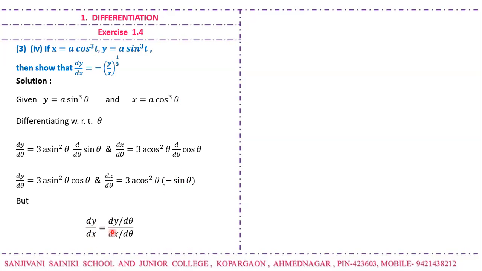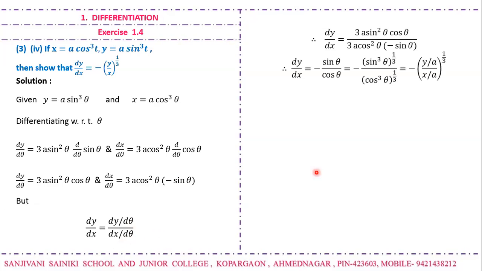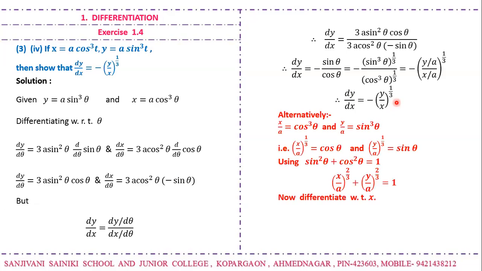So dy by dx is dy by d theta upon dx by d theta. So using that parametric differentiation formula, put those values in this function and just simplify. So we get sine theta upon cos theta. But this can be written as sine cube theta upon cos cube theta raised to 1 by 3. And from the given expressions, we can write x by a, y by a, and take their cube roots. So finally you will get the result dy by dx is equal to minus y by x raised to 1 by 3.